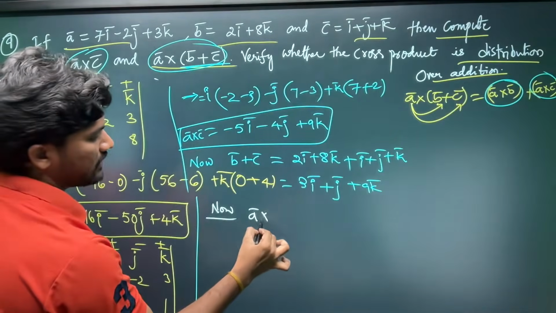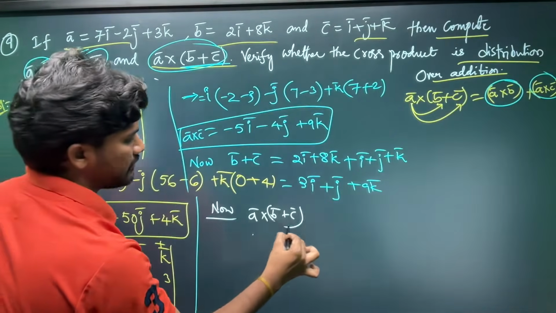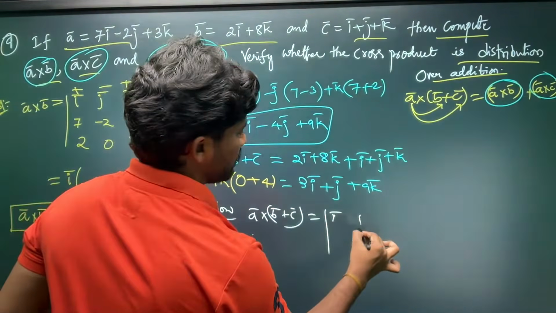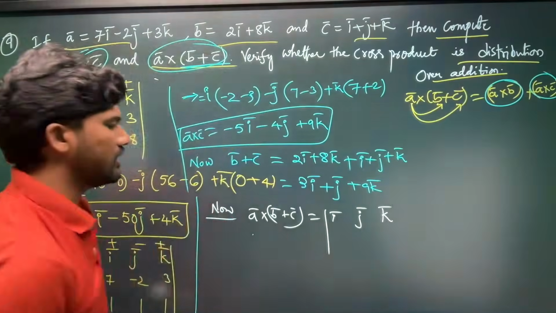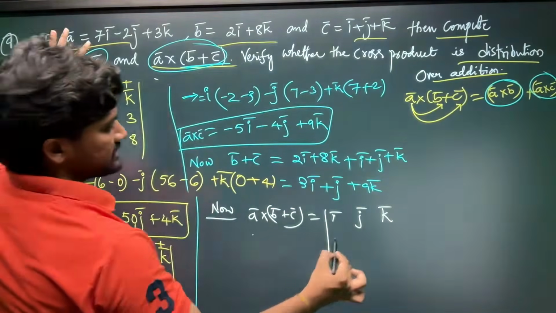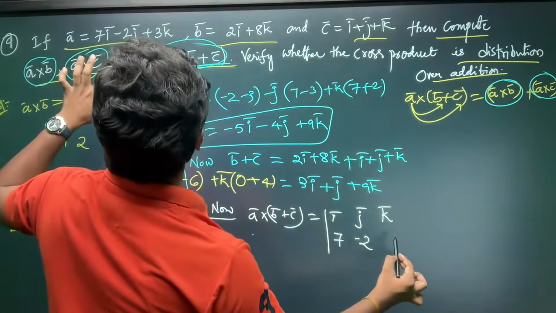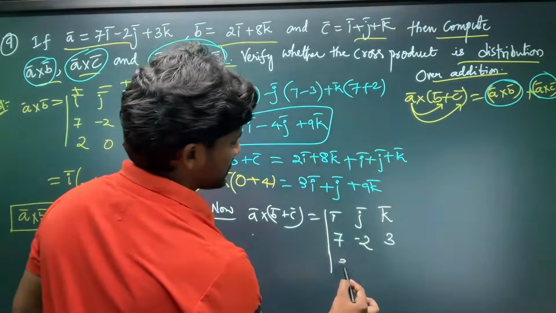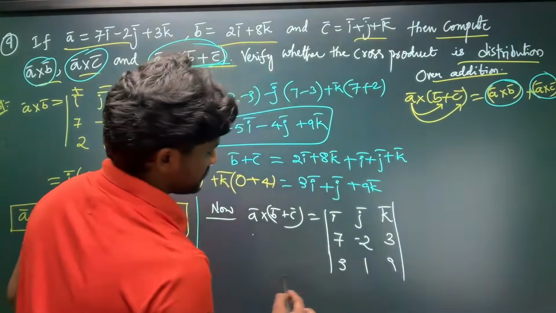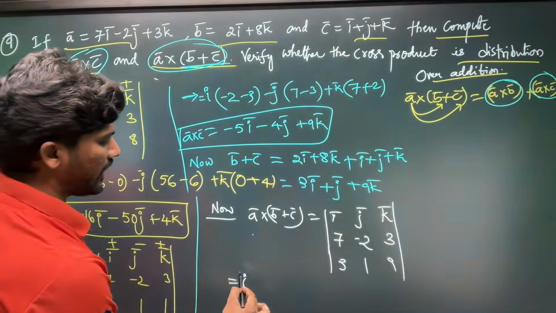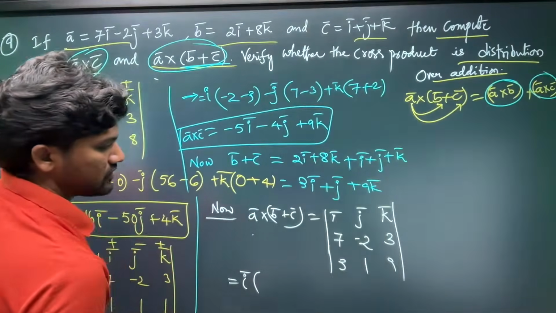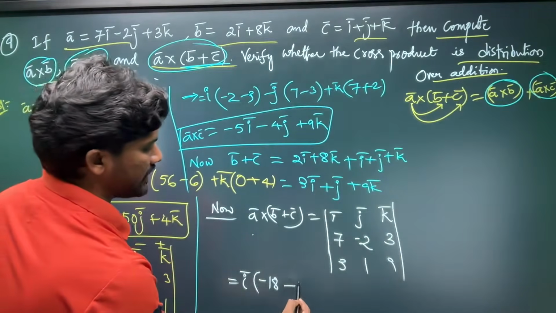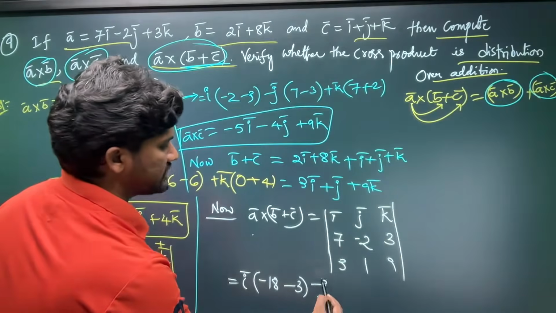So now take the condition, what you have to find is a bar cross b bar plus c bar. Clear? So now first of all, first row fill with I bar, J bar, K bar. First vector is A bar, 7 minus 2 and 3. Next, B bar plus C bar values are 3, 1, 9. So apply the determinant process: I bar into, delete first row, first column, so minus 2 into 9 minus 18, minus 3 1s are 3.